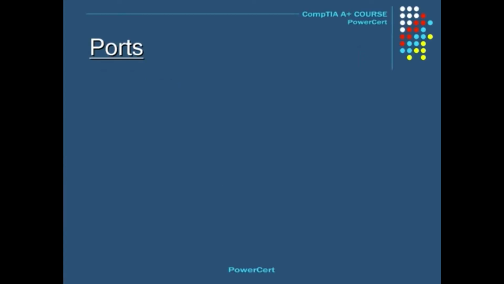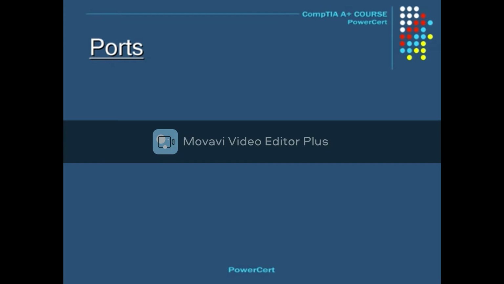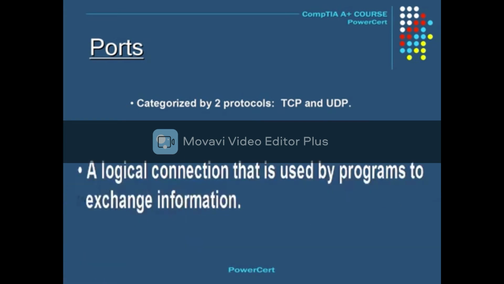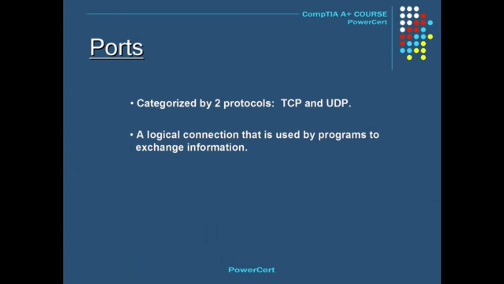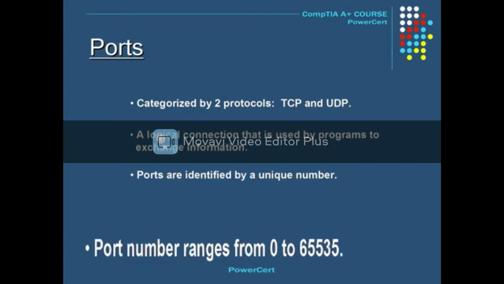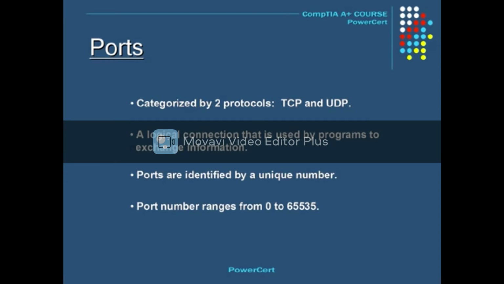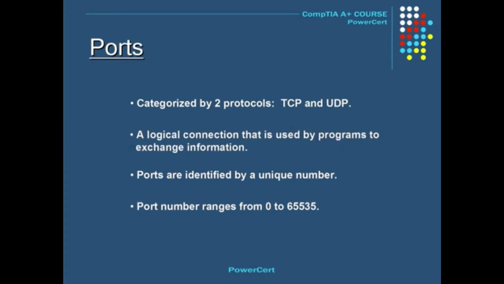When data is sent over the internet to your computer, it needs to know how to accept it. And your computer accepts this data using ports. And these ports are categorized by two protocols, TCP and UDP. Now a port is a logical connection that is used by programs to exchange information. And these ports have a unique number that identifies them. The number ranges from 0 to 65,535, but of these 65,000, you only need to memorize a few of them, and these few are called well-known ports.